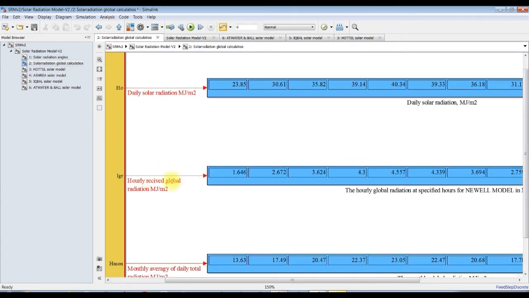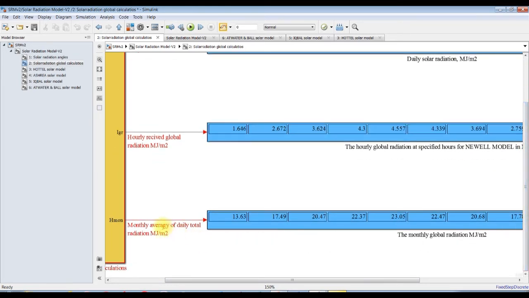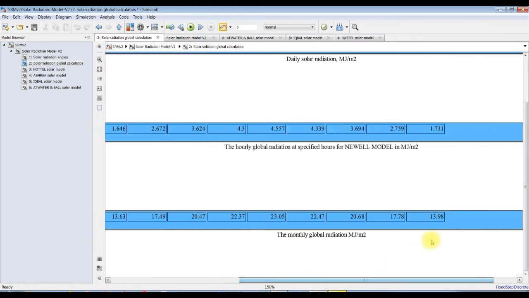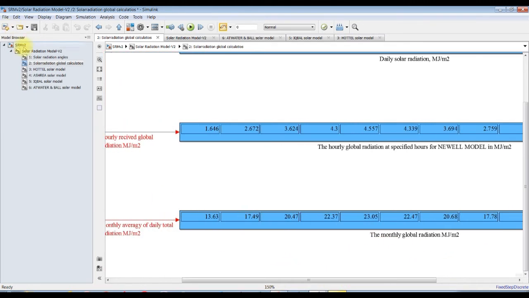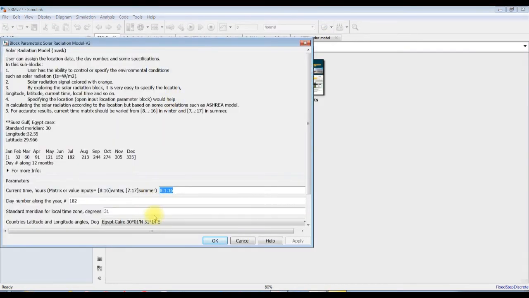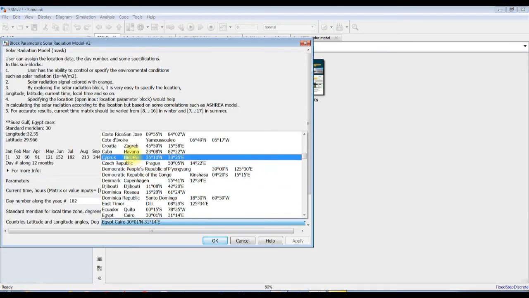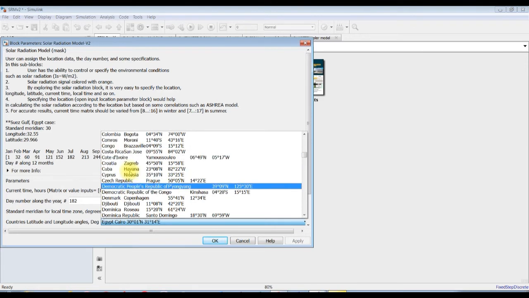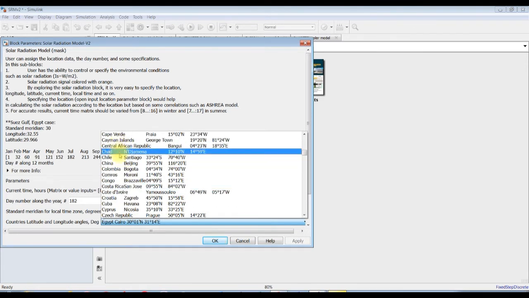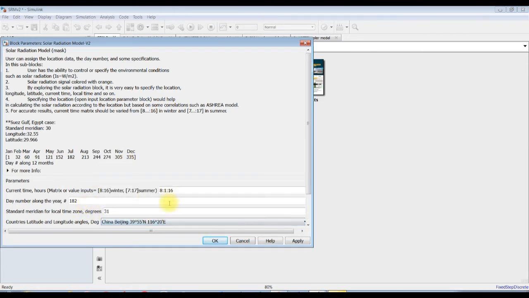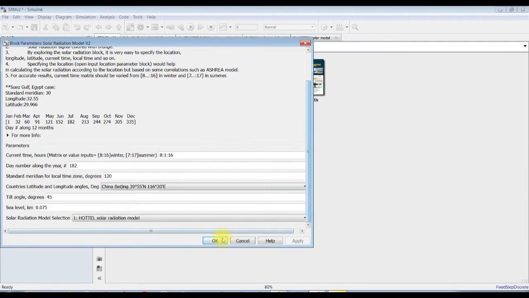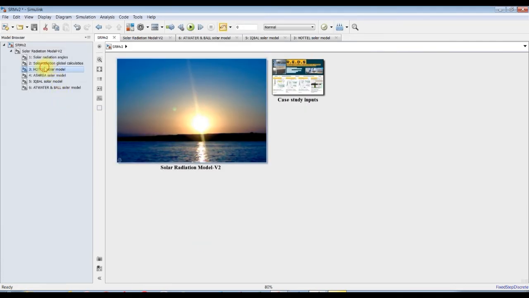This is hourly received global radiation. This is monthly average daily total. This is monthly. For another location, suppose I'm going for, for example, China. I think the longitude is around 120 or 105. Okay, for the same model, let's see.